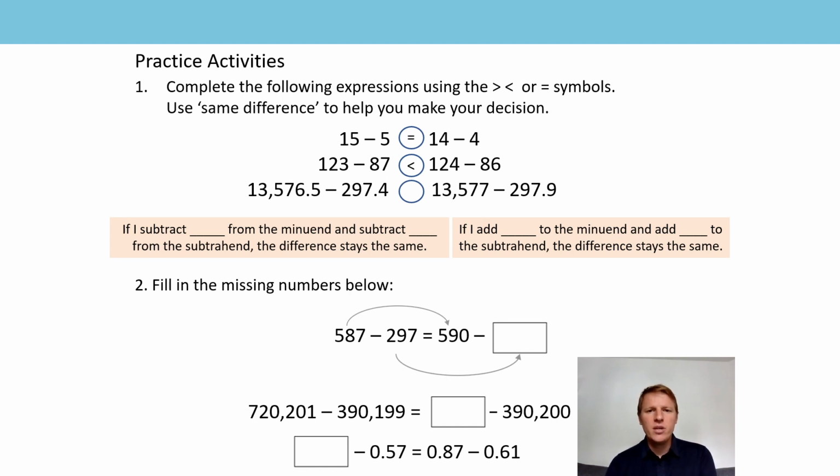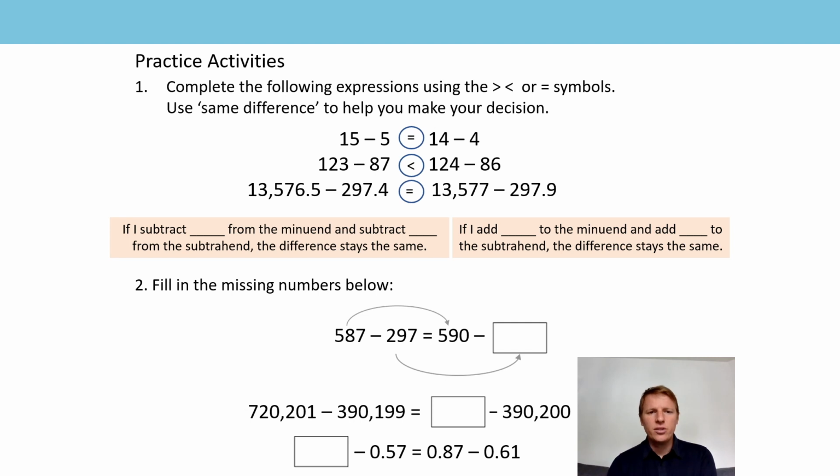Final one, let's look at the minuends again. We've got 13,576.5 and 13,577. My minuend is increased. What's it increased by? It's being increased by 0.5. Let's look at the subtrahend. Has that increased by the same amount? We've gone from 297.4 to 297.9. Yep, that's a 0.5 increase. If I look in my tenths column, it's increased by 5 tenths, so they are equal to each other.